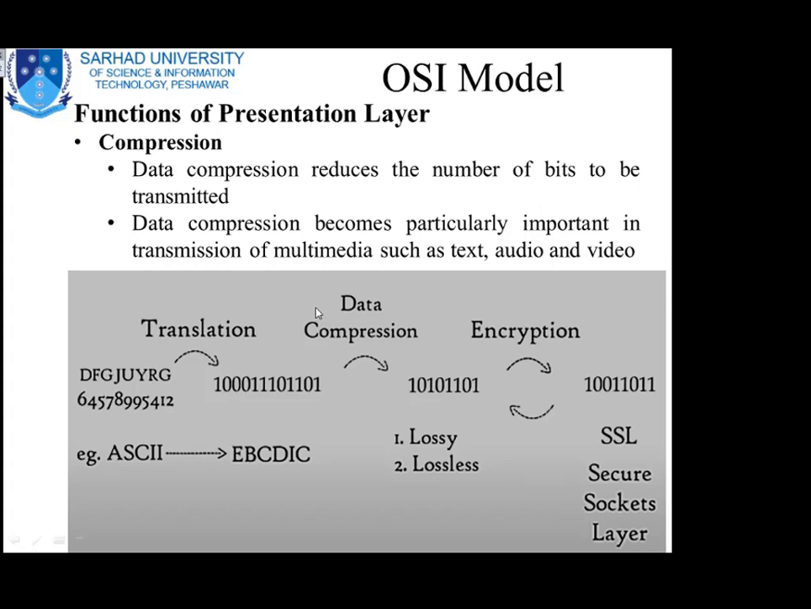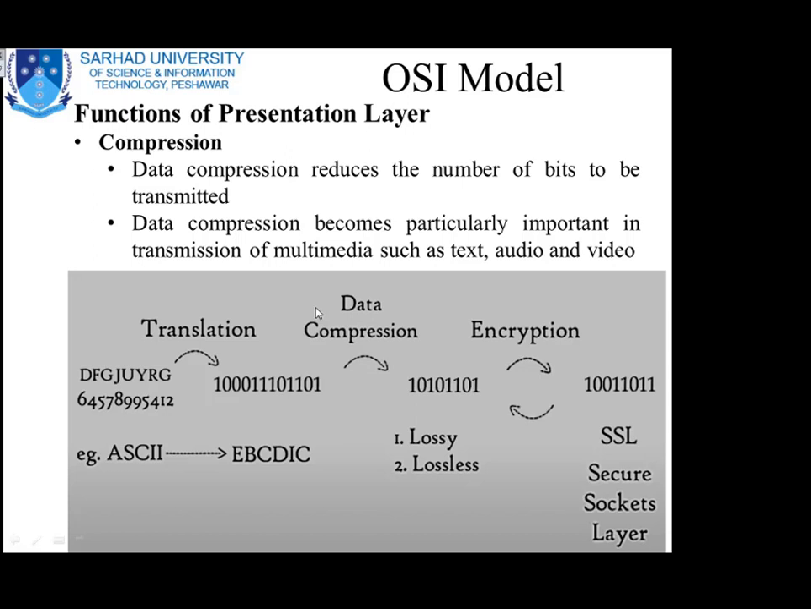One is translation, data compression, and encryption. These three are very basic and very essential for any network to do. The functions are, the first one is translation. You see, you have given some jumbled word ordered data, and the computer does not understand what type of data you have entered. So it basically converts that data into some proper format.